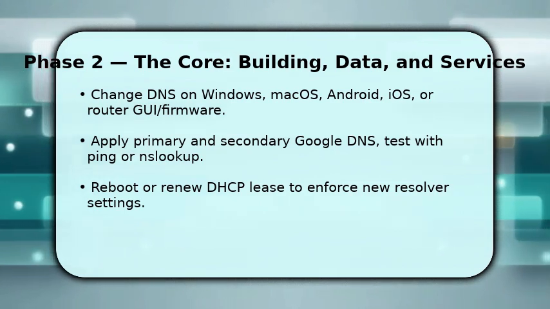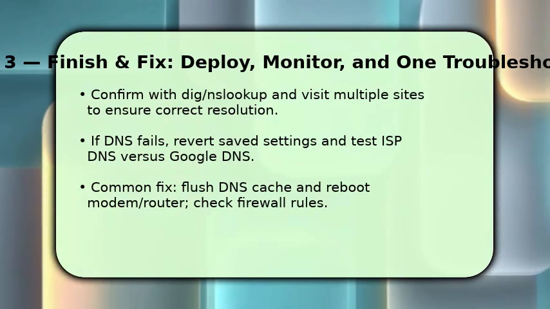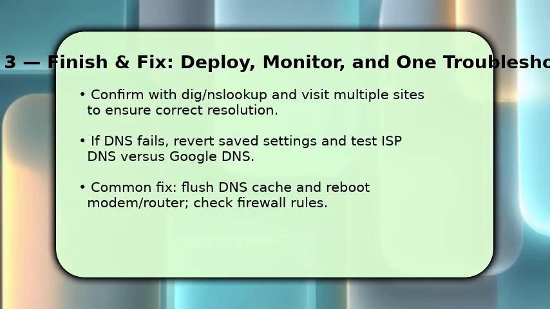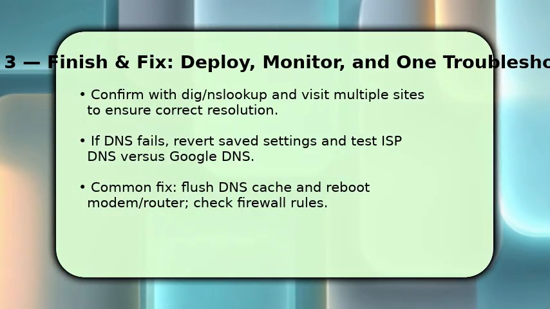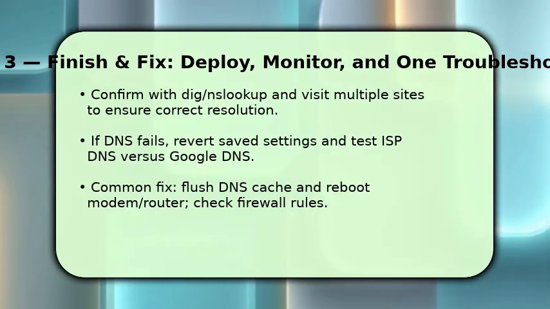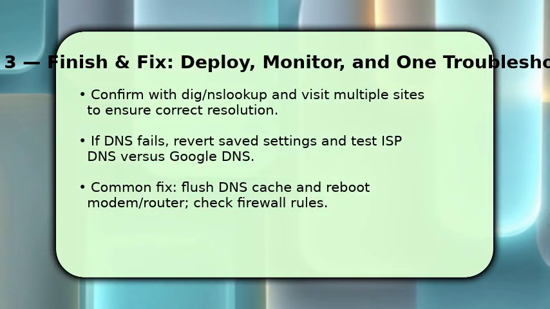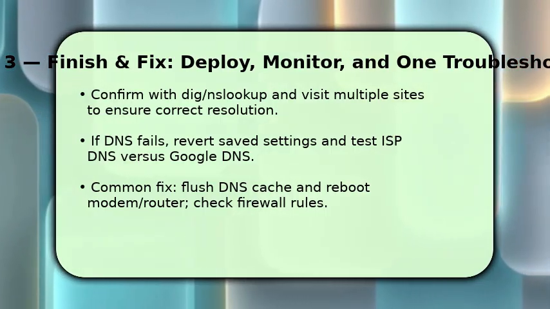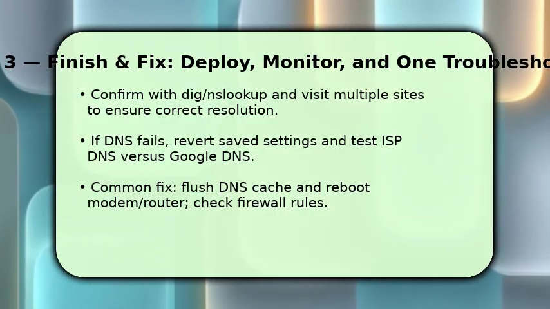You finish by verifying and addressing problems. Use dig or nslookup to confirm queries. Hit 8.8.8.8, and browse several sites to ensure no breaks. If something fails, make sure your saved backup settings let you revert quickly and compare response times between ISP DNS and Google DNS to isolate the issue.